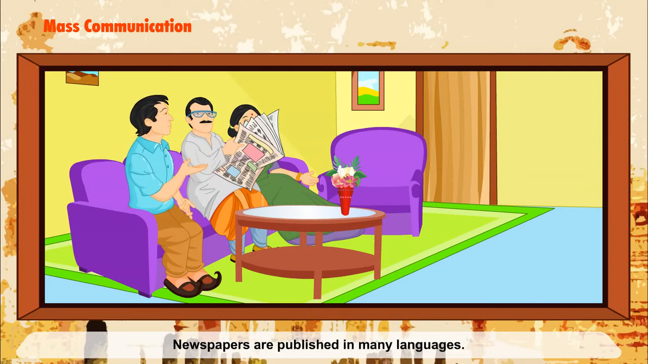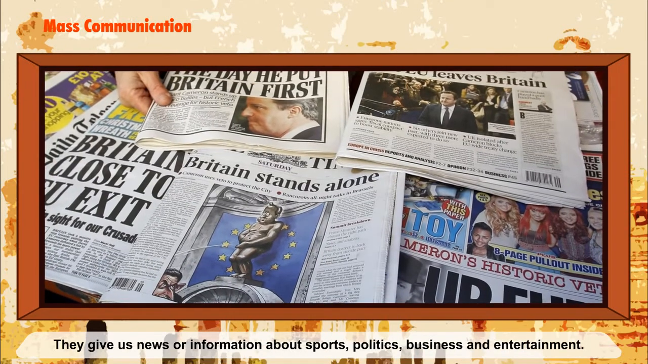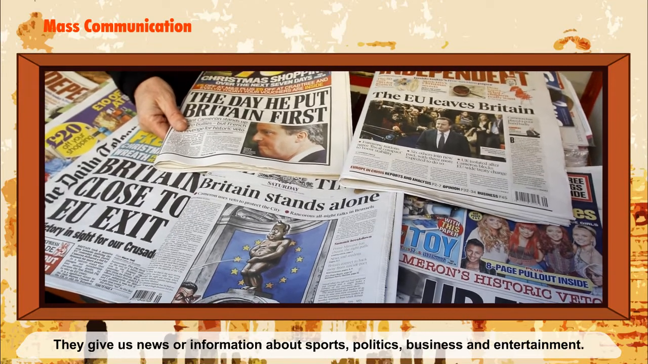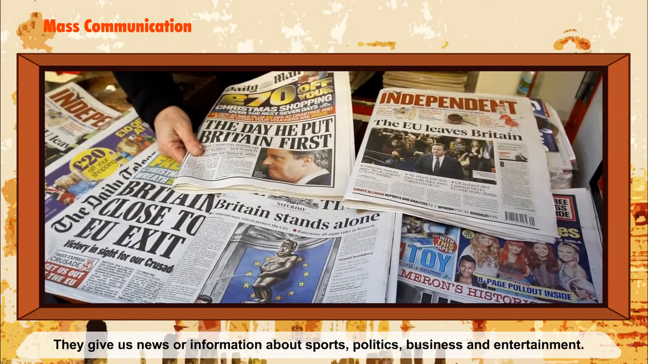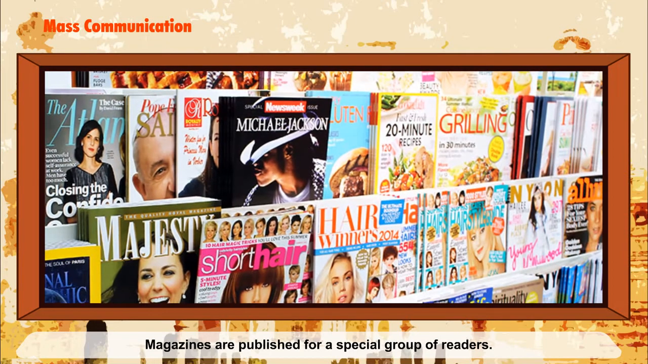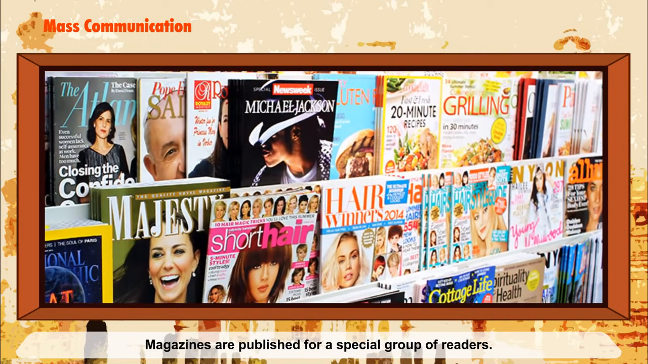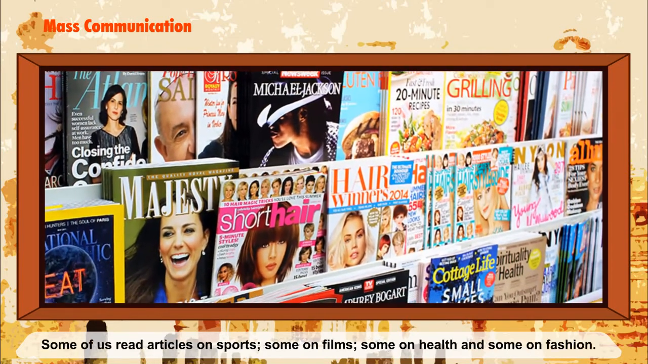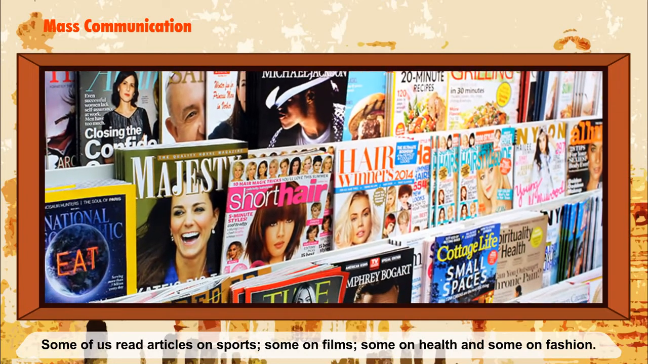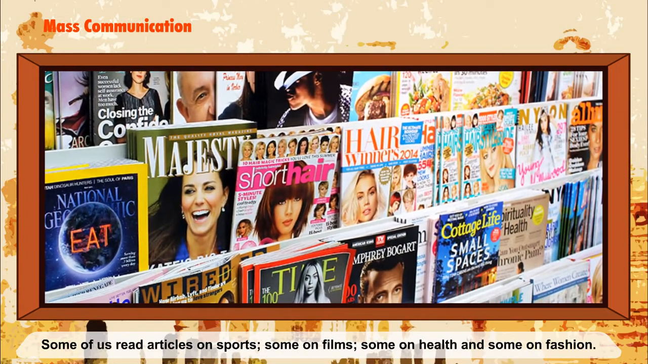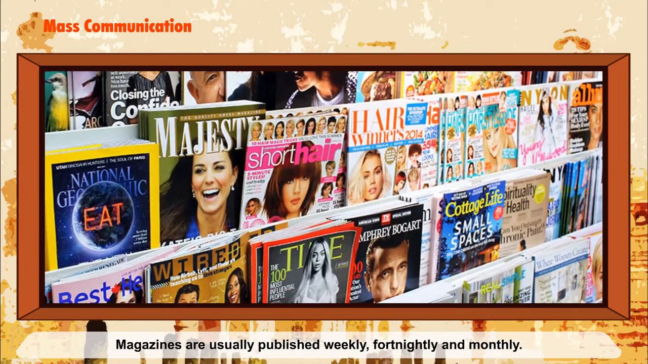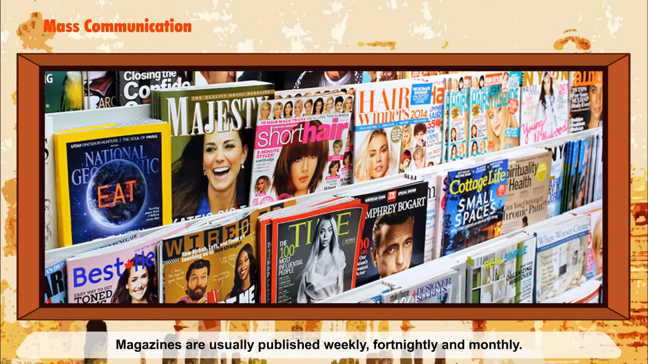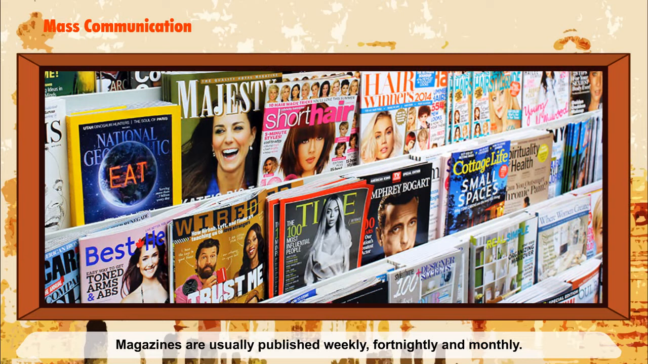Newspapers are published in many languages. They give us news or information about sports, politics, business and entertainment. Magazines are published for a special group of readers. Some of us read articles on sports, some on films, some on health and some on fashion. Magazines are usually published weekly, fortnightly and monthly.